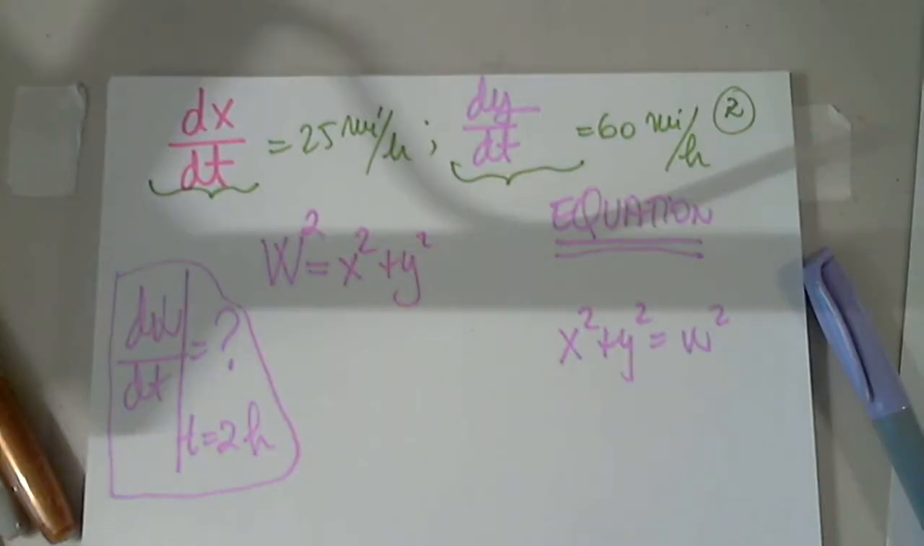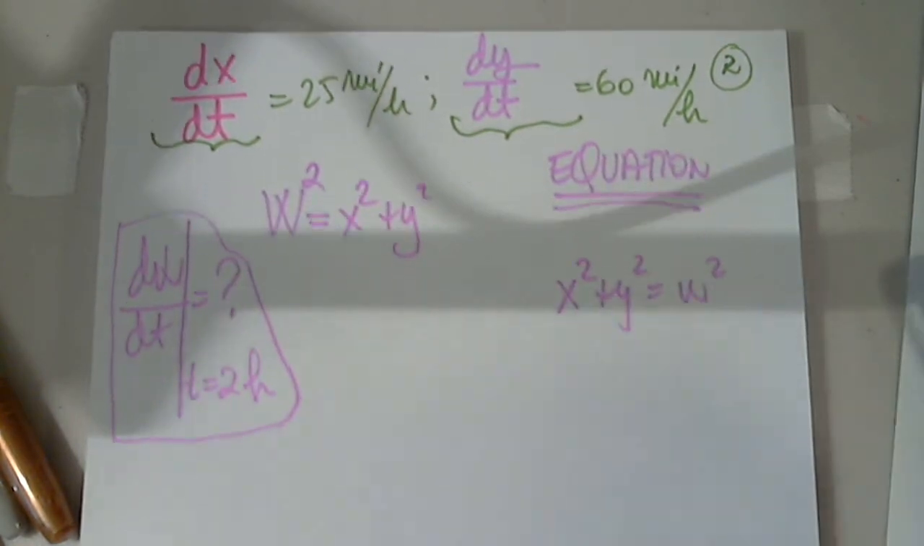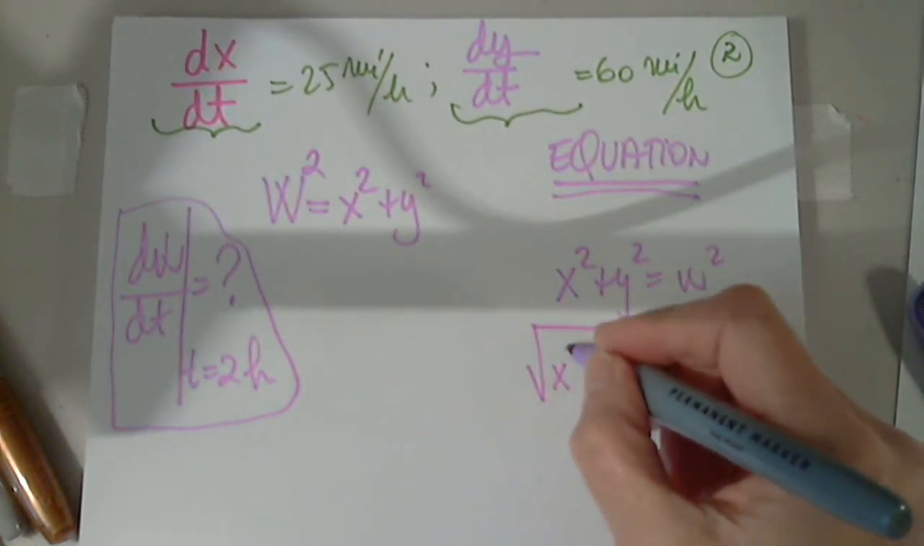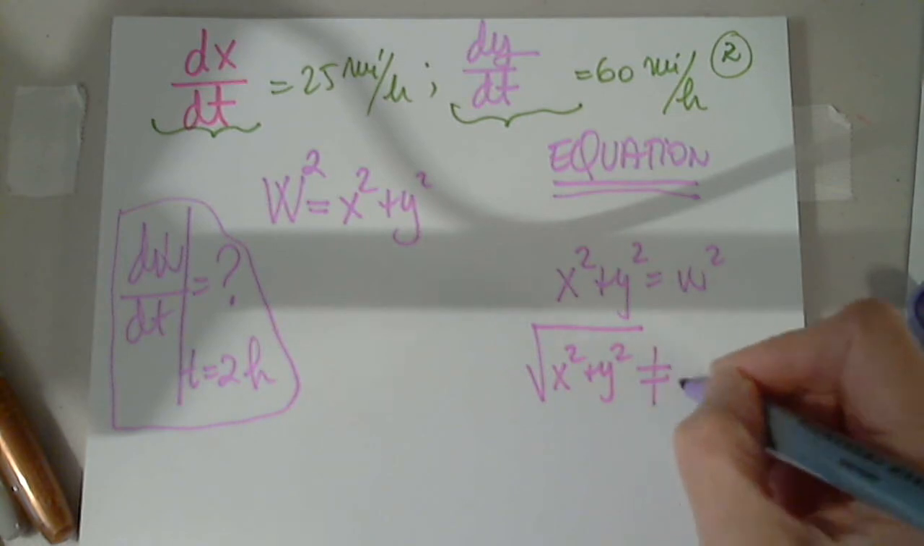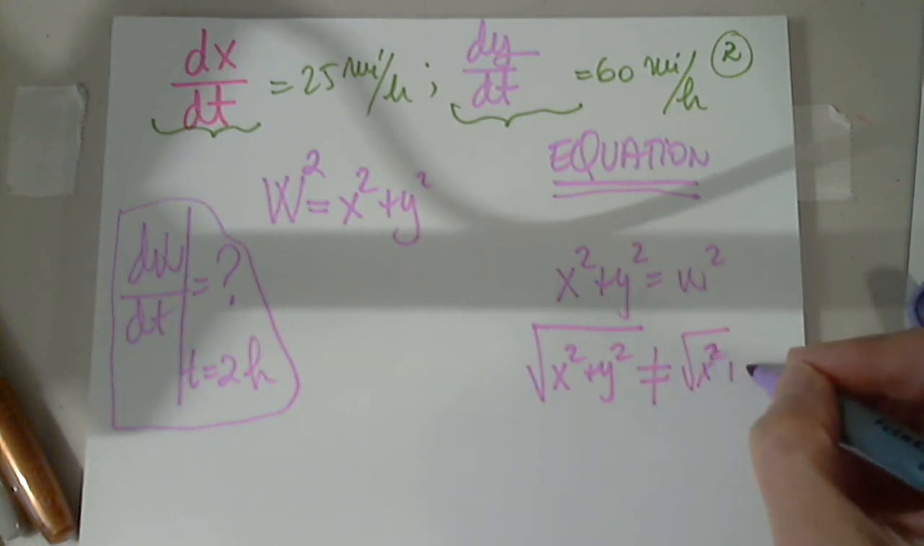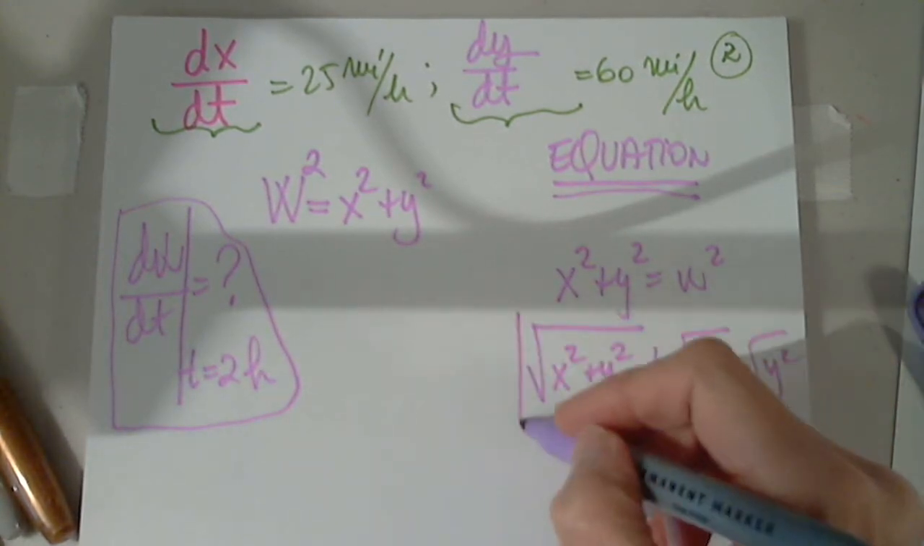Excellent. So would it just be x plus y? Okay, let's address that. The square root of x squared plus y squared does not equal the square root of x squared plus the square root of y squared. This is never possible.